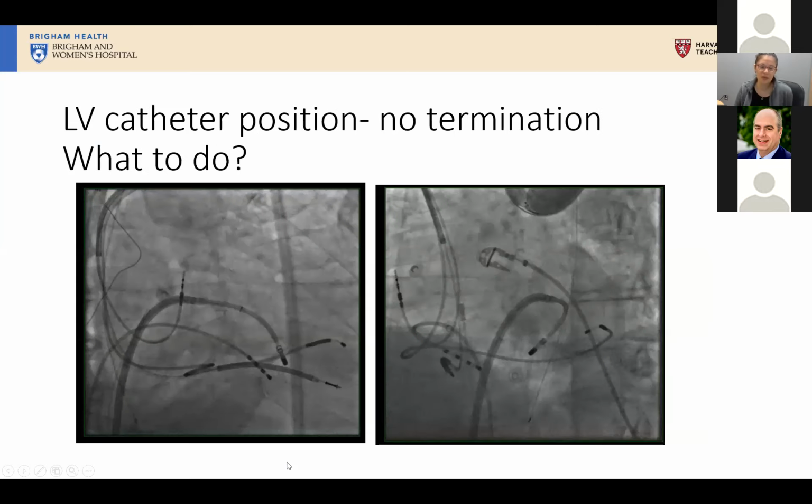And so we ablated there and nothing happened. So we ablated for a long time in that spot. It looked like it should be good. And then we got no termination.